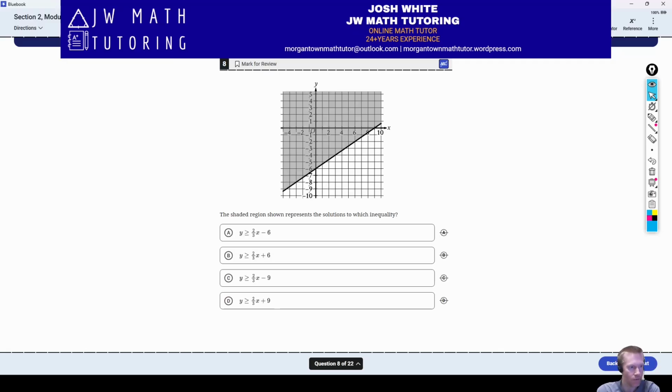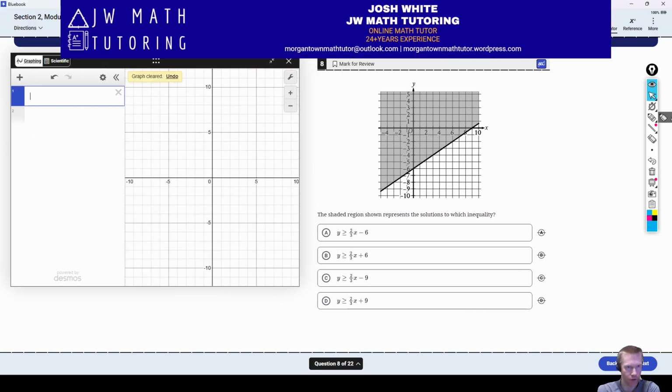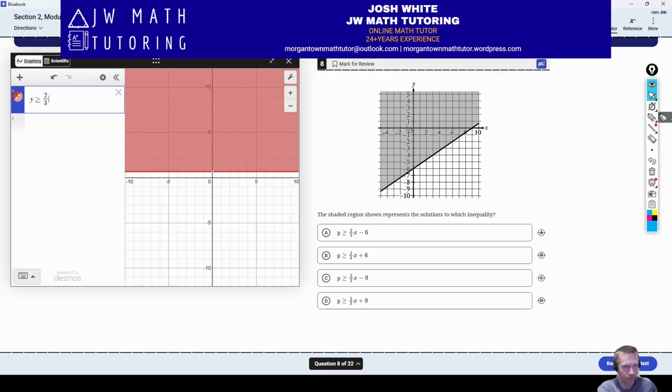Next up, question number 8. Here we have a single linear inequality with some shading, and it wants to know which of these represents the solutions to this inequality. Basically, it's really asking what's the inequality that gives this as the result. I'm just going to go straight to Desmos. I think it's so much quicker and easier to do this in Desmos rather than physically finding test points and plugging them in.